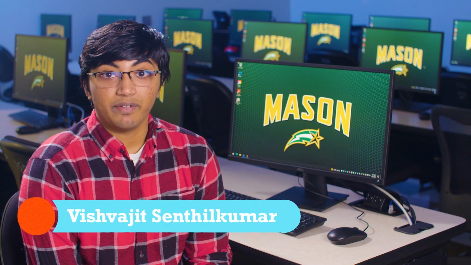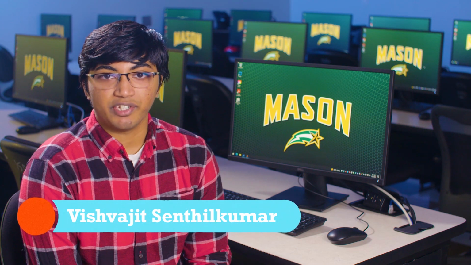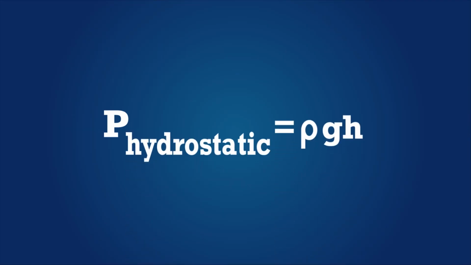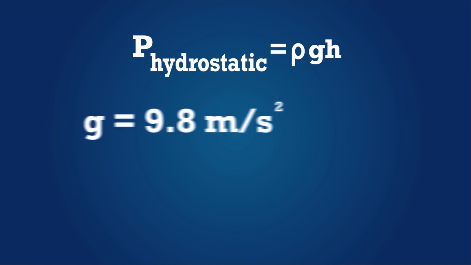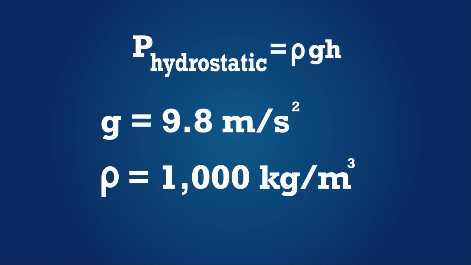If you've been following along with our Blimp lessons online, you may have done the exercise where you were asked to calculate hydrostatic pressure, the pressure due to being submerged underwater at depth h, using the equation P subscript hydrostatic equals rho gh. In that equation, g is the acceleration due to gravity, 9.8 meters per second squared, and rho is the density of water, which is 1,000 kilograms per meter cubed, at 4 degrees Celsius.